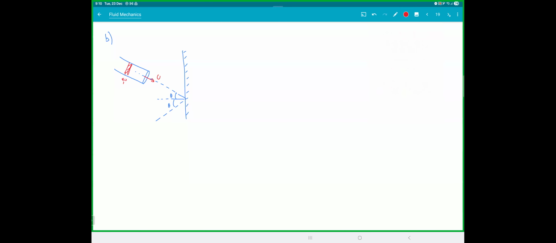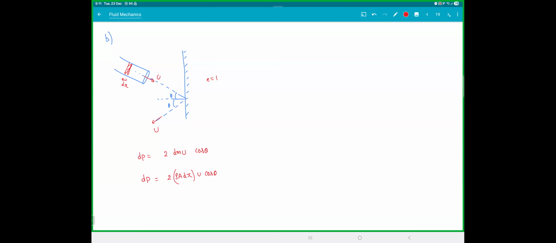Take a small mass dm. If you go with u, you'll come back with u because the wall is at rest and e is equal to 1. So the change in momentum dp will be 2 dm u cos theta. Is that clear, everyone? That's your change in momentum. And dm is rho a dx. So this is 2 rho a dx u cos theta.